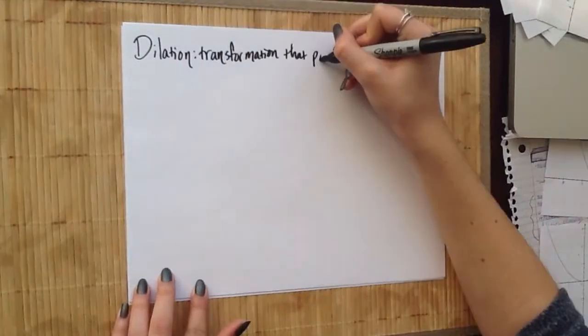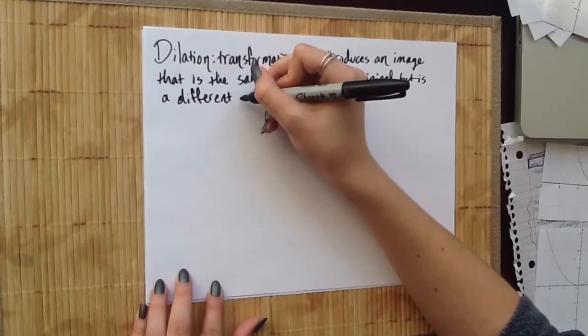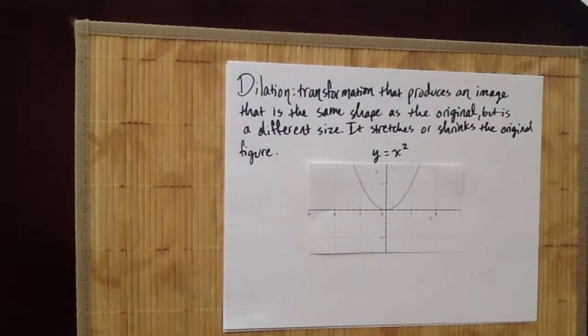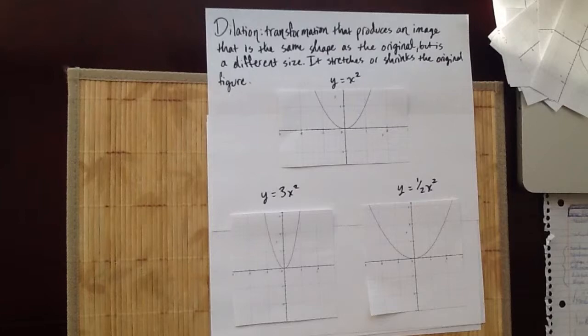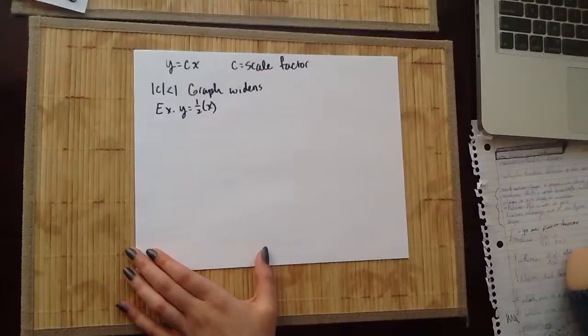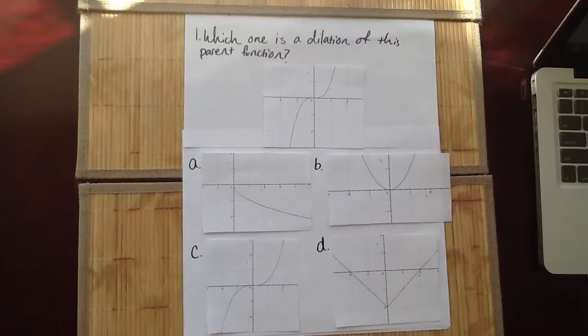A dilation is a transformation that produces an image that is the same shape as the original, but is a different size. It stretches or shrinks the original figure. The parent function in this example is y equals x squared. The 2 bottom graphs show dilation of this function with scale factors of 3 and 1/2. C represents the scale factor in dilations. If C is less than 1, then the graph widens, but if C is more than 1, then the graph narrows.